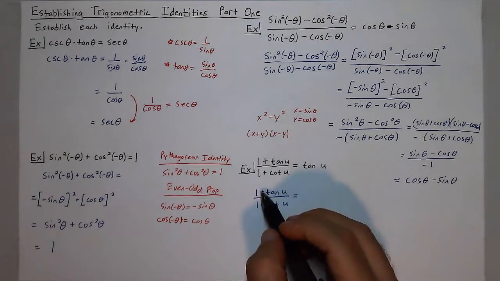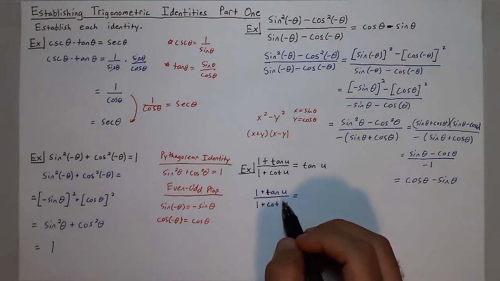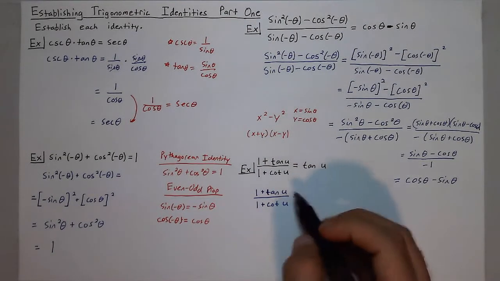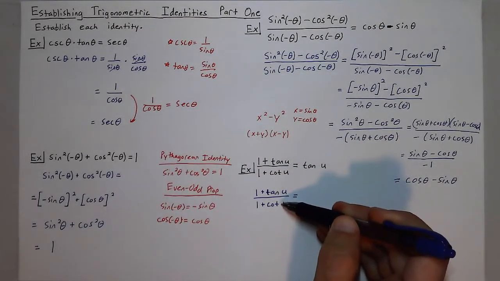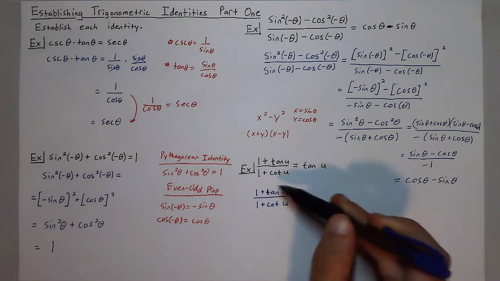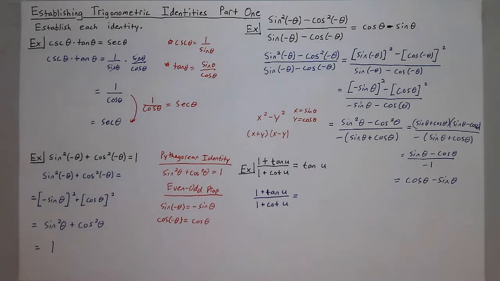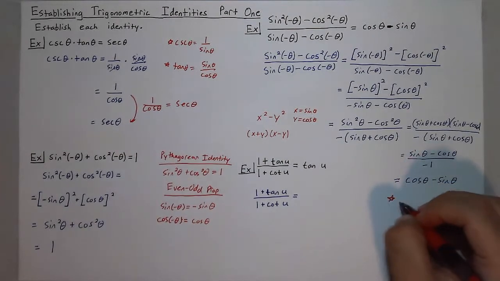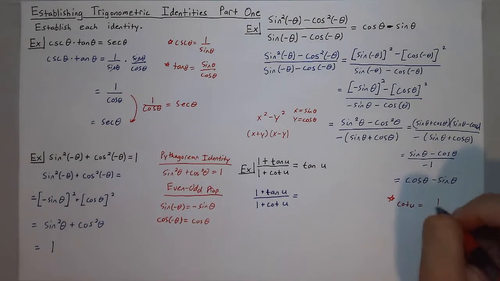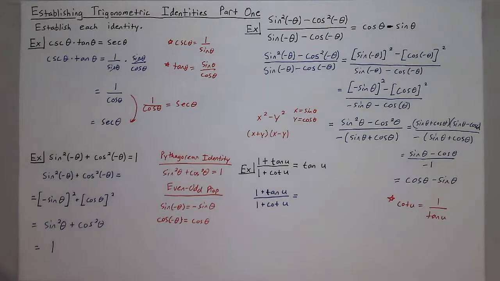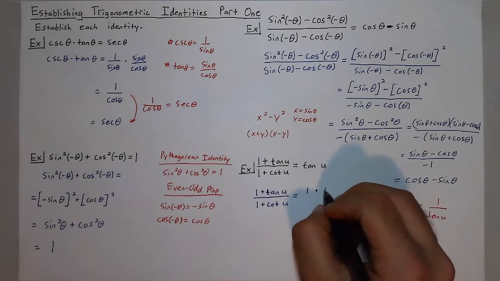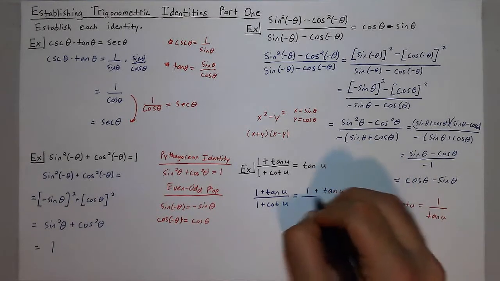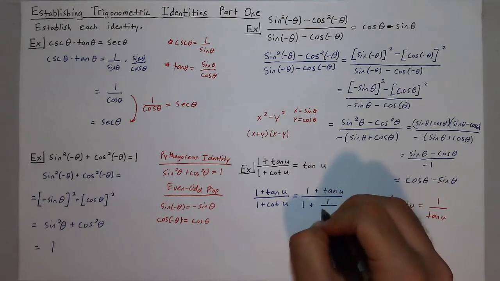Now lastly, I have 1 plus tangent of u over 1 plus cotangent of u. Now here, I'm not going to use sines and cosines, only because cotangent is actually the reciprocal of tangent, and I can reduce this down just to one trig function very quickly. Because I know that cotangent of u is equal to 1 over tangent of u. So this can be rewritten as, and that is the reciprocal identity, 1 plus tangent of u all over 1 plus 1 over tangent of u.